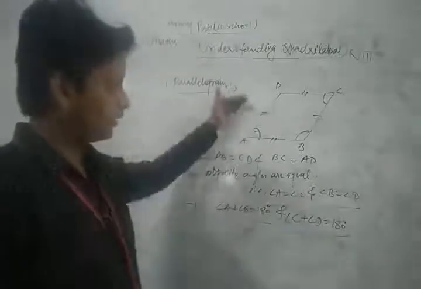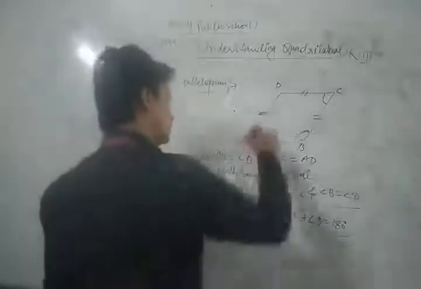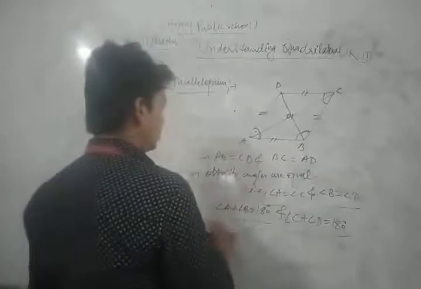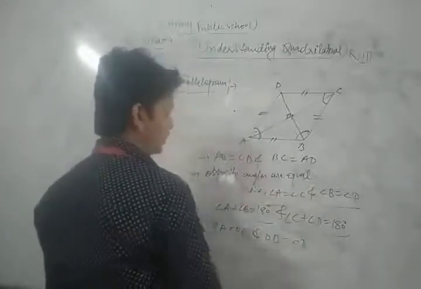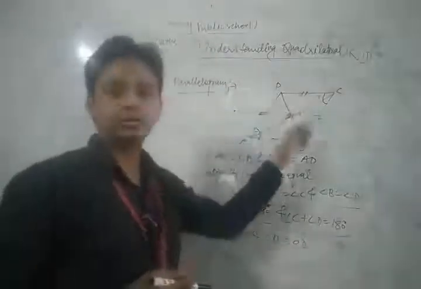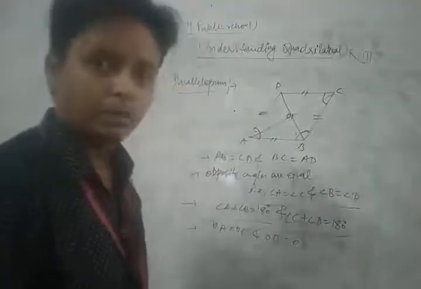Also, the diagonals of the parallelogram bisect each other. Bisect each other means OA is equal to OC as well as OB is equal to OD. And one of the most important things is that the diagonals of the parallelogram divide it into two triangles of equal areas. So this is a very important concept related to parallelogram. Please learn all the important concepts related to parallelogram.